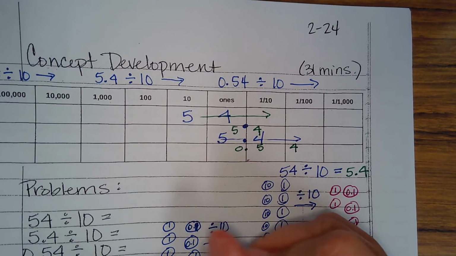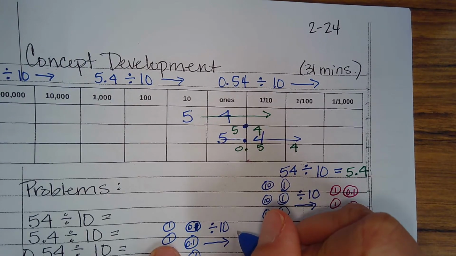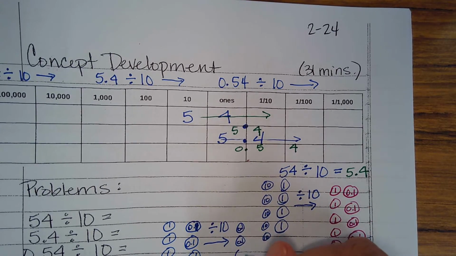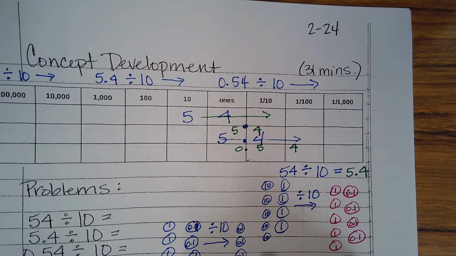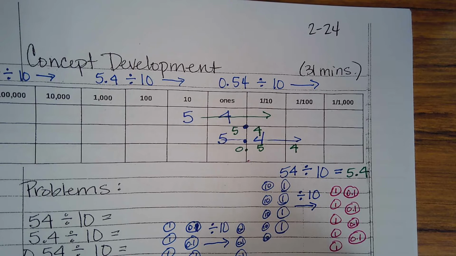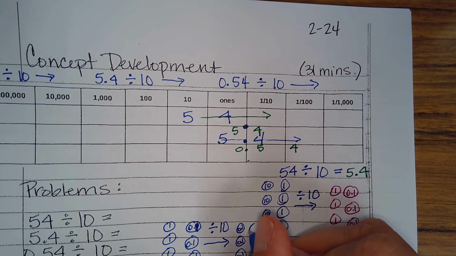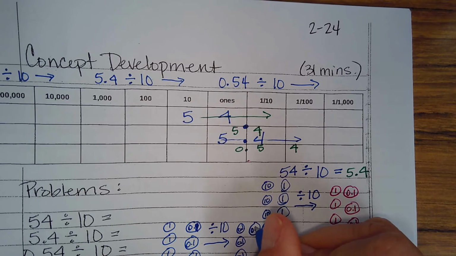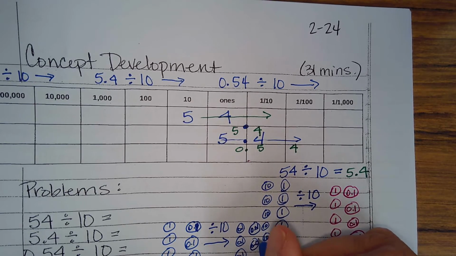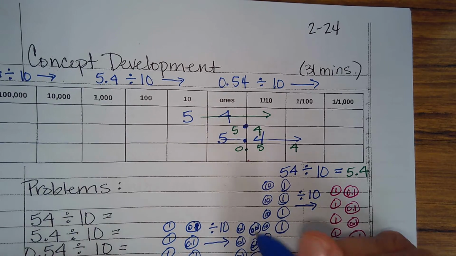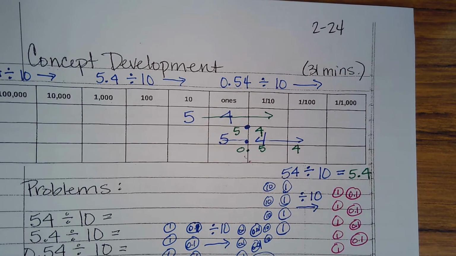Okay. So now over here, this is going to divide up 0.1, 0.1, 0.1, 0.1, 0.1, 0.1. 1, 2, 3, 4, 5. And then our 4 is going to move to hundredths. 0.01, 0.01, 0.01, 0.01. So this is what you end up with right here.